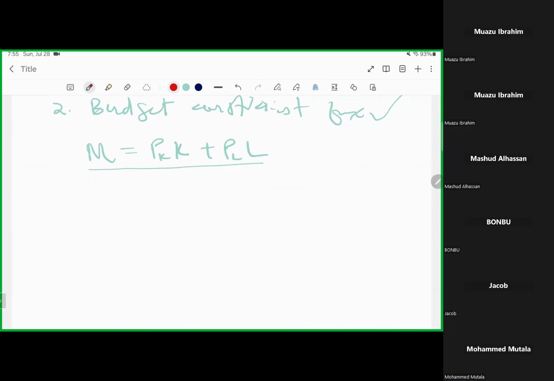How do we set up the Lagrangian multiplier? Okay, how do we set up the Lagrangian multiplier? Setting up the Lagrangian multiplier. Setting up. Is the screen back?